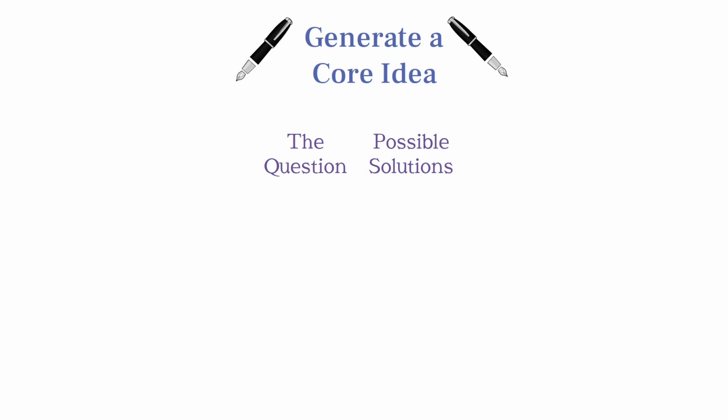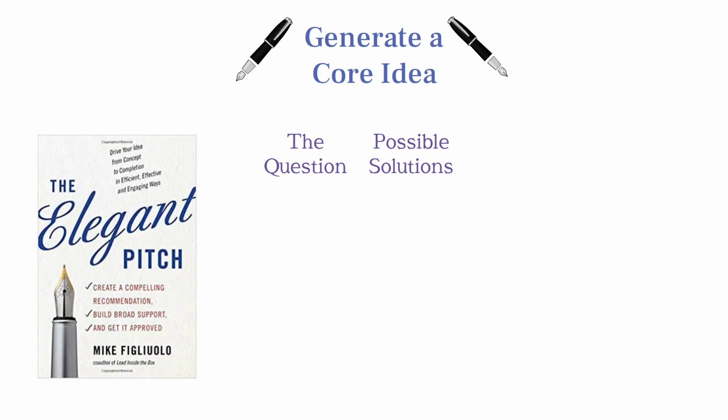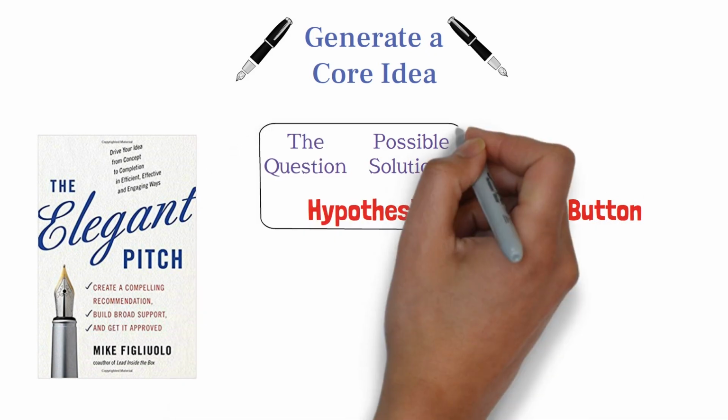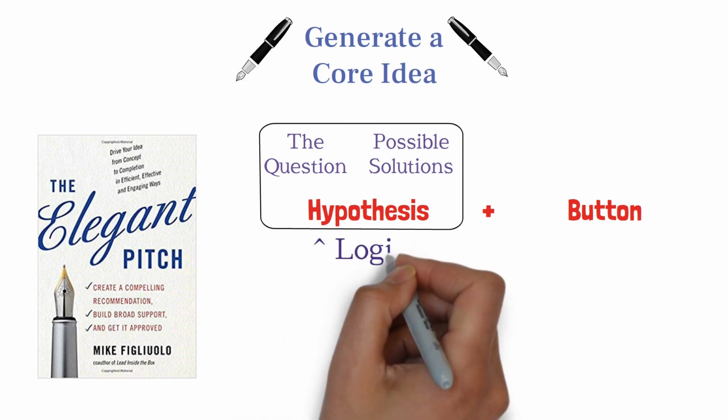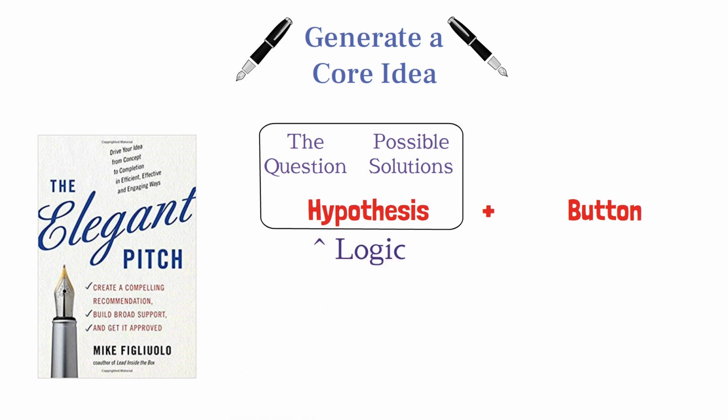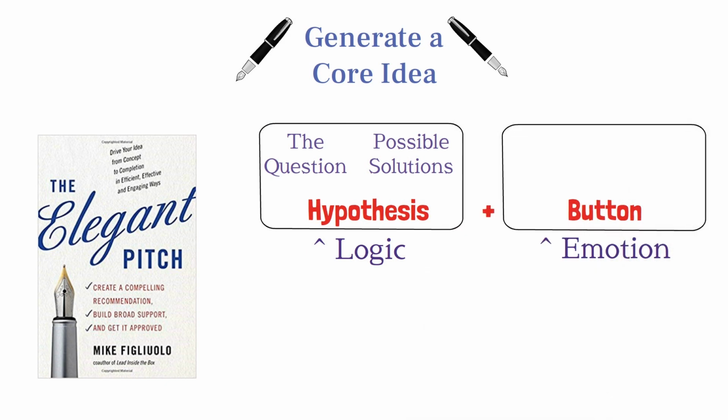So in the Perfect Pitch, the Elegant Pitch, we talk about the hypothesis plus the button. And here's the idea here. So I have the question, and here's my hypothesis to answer that question. That's the logical part of a rhetorical triad. And then we have the button, the emotional part. What's in it for me? Why does it matter? How will it help my organization? You put those together, that's your core idea.